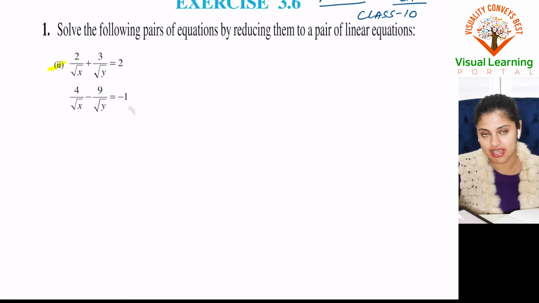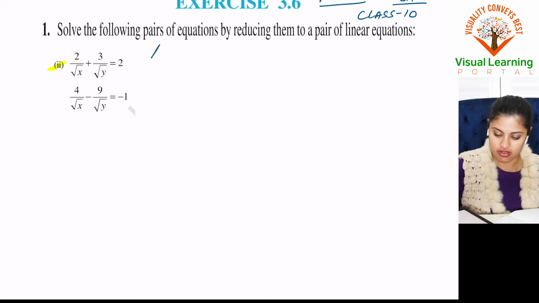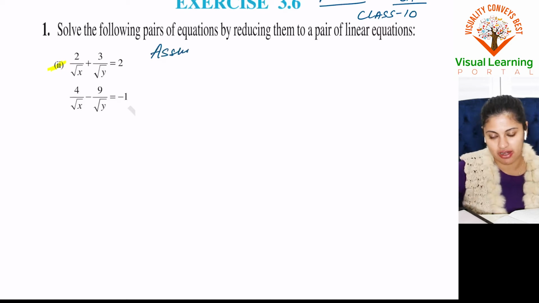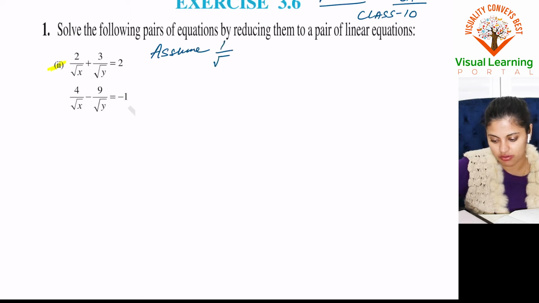You can see it's written as 2 divided by under root of x. It seems like a fractional term to me. So we need to reduce that into linear equations. So how can we do that? A simple method is there. We're going to assume 1 over root x as p.